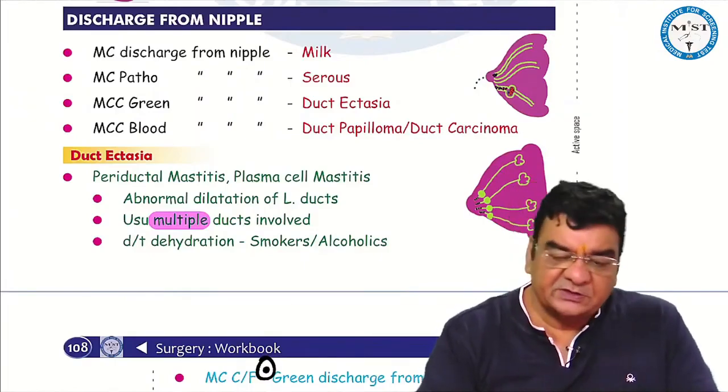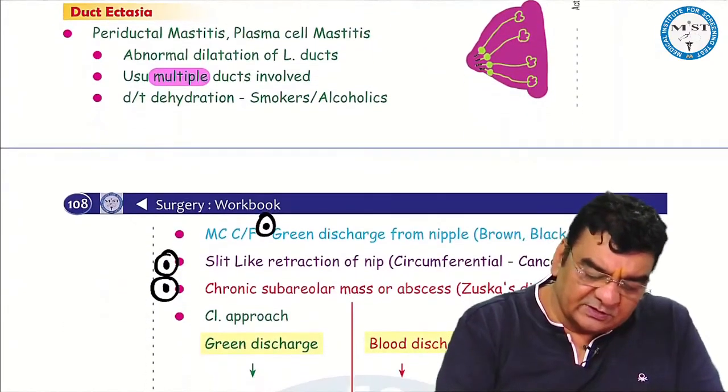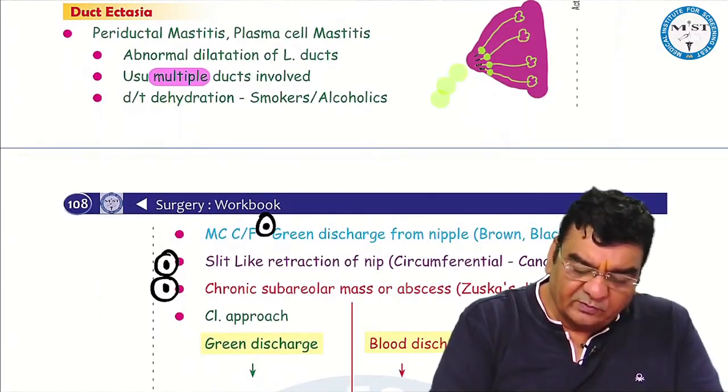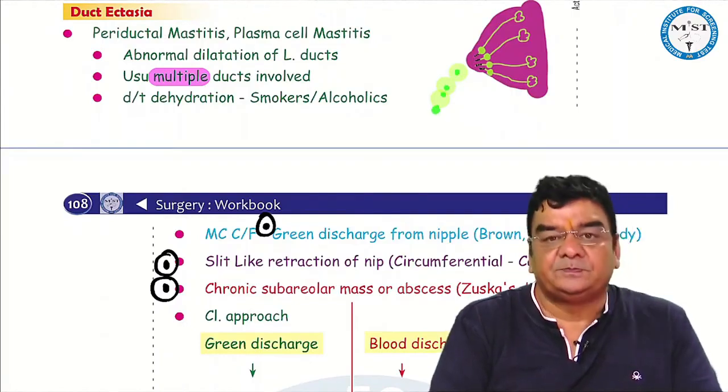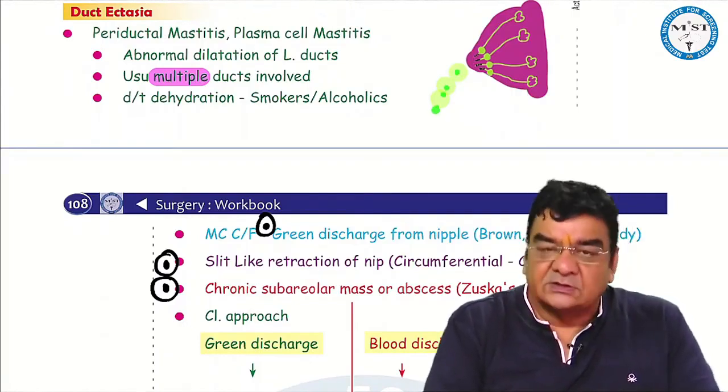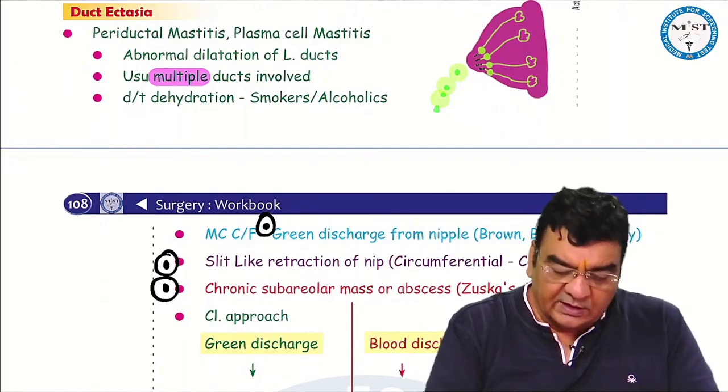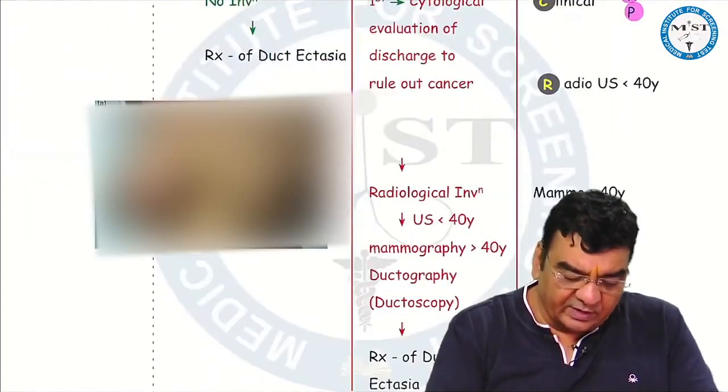Now, how do these patients present? The commonest presentation in duct ectasia would be a green discharge from the nipple. However, this discharge can be bloody also. There can be slit-like retraction of the nipple.